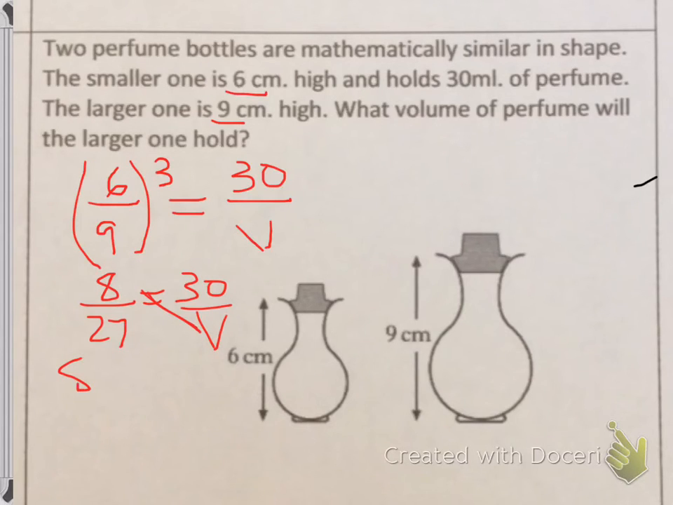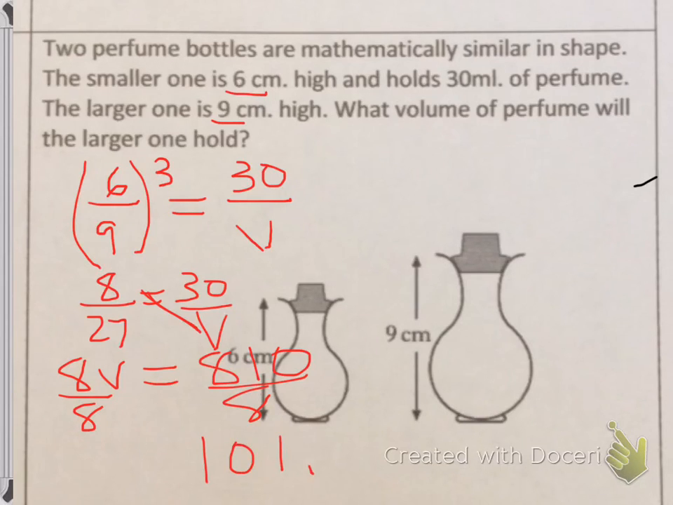So this direction I get 8V, and the other direction I have 27 times 30, which is 810. Divide both sides by 810. Or I should say divide 810 by 8. I'm sorry, I've got to get the V by itself here. So divide by 8 on the other side. So you'd have 810 divided by 8. And when you do that, you get 101.25. We're talking about a volume here, so we're centimeters cubed. Good luck on your homework.